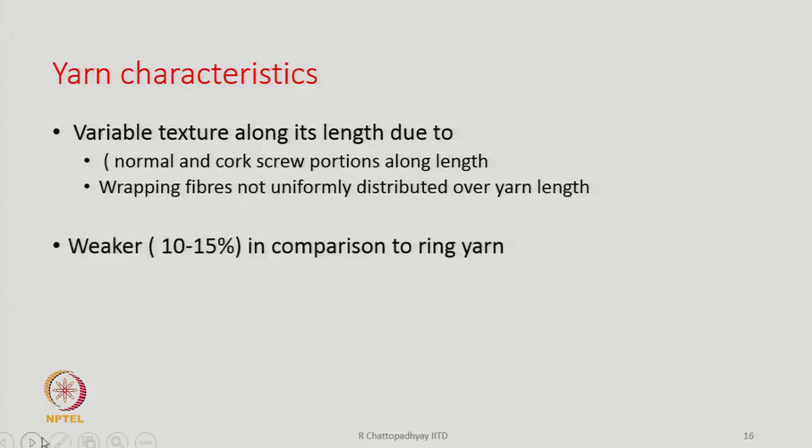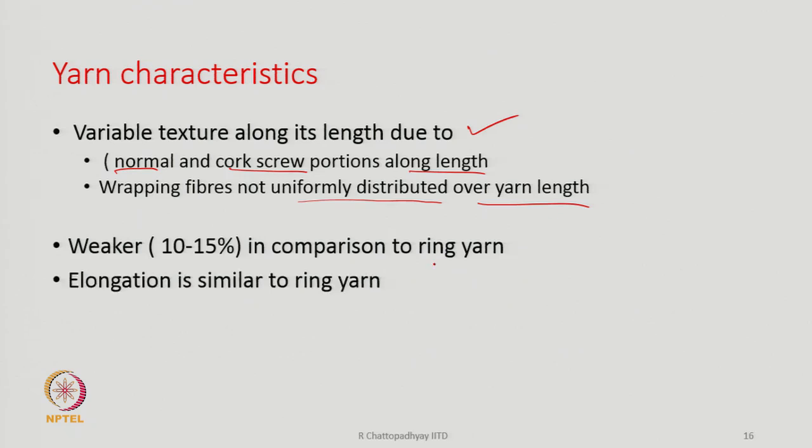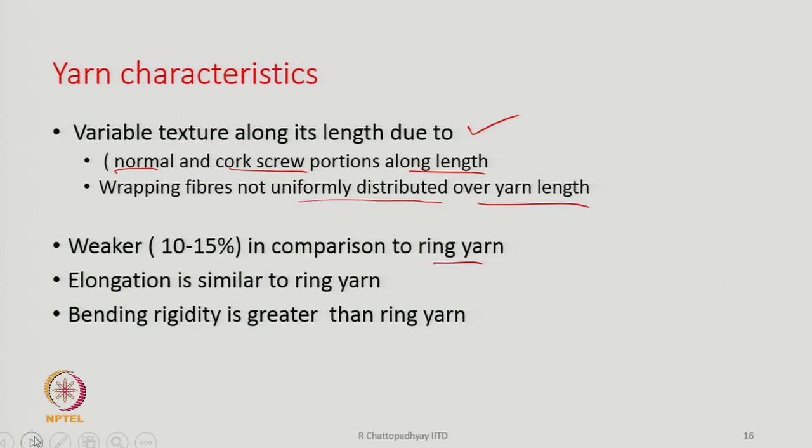Yarn characteristics: the texture of the yarn is variable due to normal and corkscrew portions along the length. Dangling fibers are not uniformly distributed over the yarn length. So, we will see the texture which is highly variable in nature. The yarns are weaker in comparison to ring yarns. Elongation is similar to ring yarn.